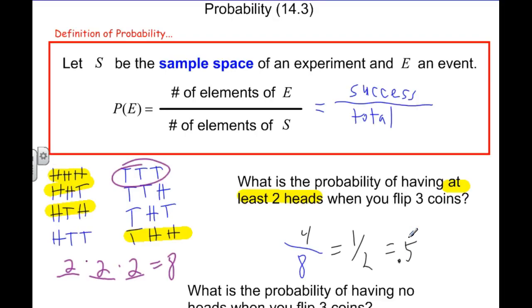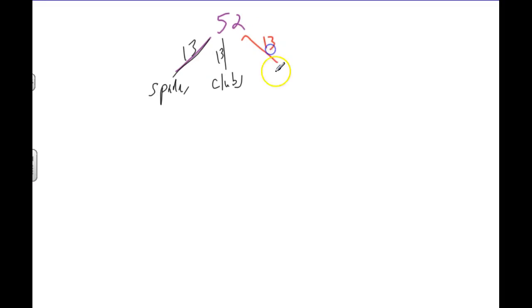So, 5-card poker. Before we start, I just want to mention a couple of things about cards. 52 cards in the deck. There are 13 spades. That's one of the suits. There are 13 clubs. There are 13 hearts. And there are 13 diamonds. You can probably tell that I did these on purpose. Half the cards, or 26 of the 52, are red. 26 of the 52 are black cards.